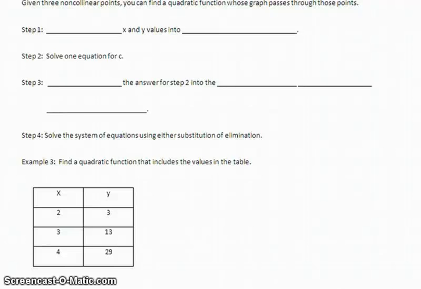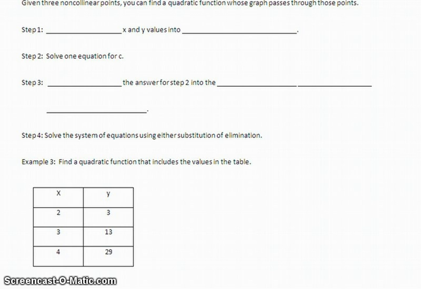Welcome back. This is the second video in our quadratic functions unit. During this video and probably the next video, we'll be talking about when we're given three non-collinear points, 3 points not in a direct straight line, how to find the quadratic function whose graph passes through those points.